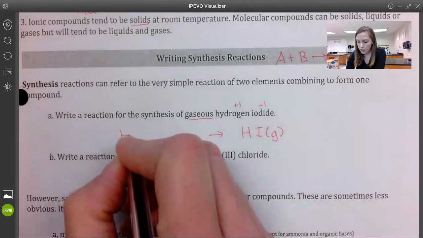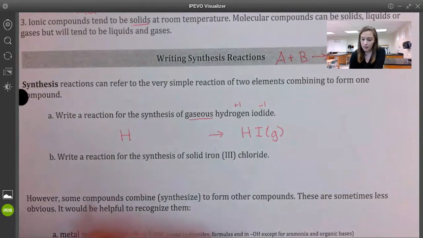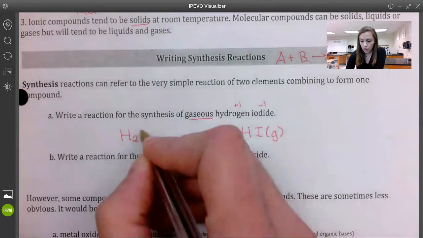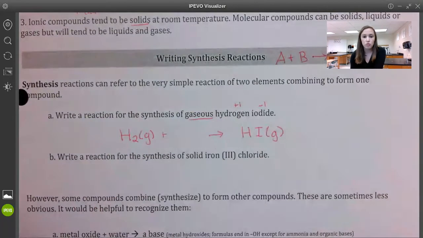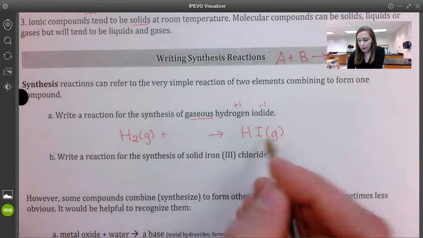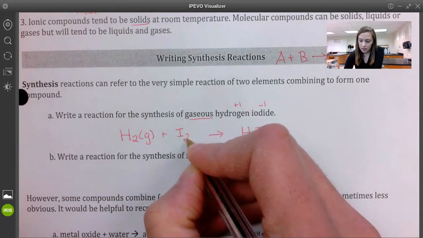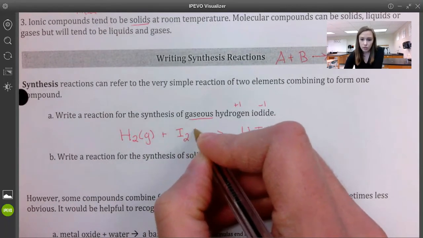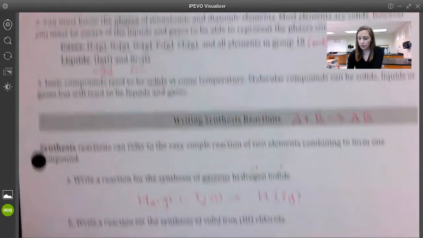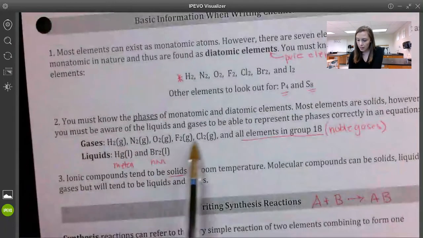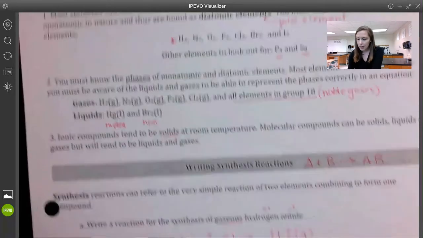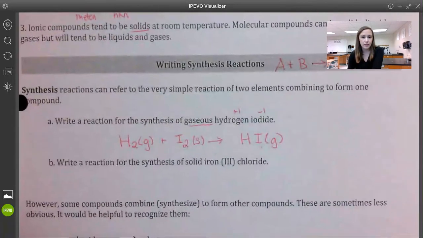I'm going to have hydrogen, which you're going to have to recognize as one of the diatomics, so H2. You also have to know that it's going to be a gas, which again is right up at the top of your worksheet. Iodine is also a diatomic, so that needs a 2, and iodine is going to be a solid. If you look up here, we have the first part of the diatomics that are gases. Bromine is a liquid. However, iodine is actually a solid. So here we've included the elements correctly, and we have our compound correct. Now it's just a matter of balancing it.